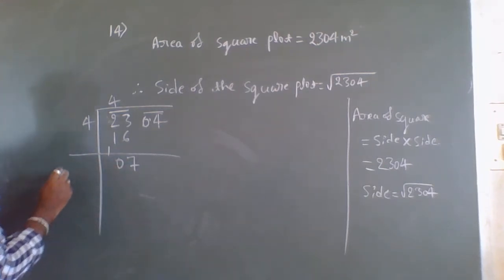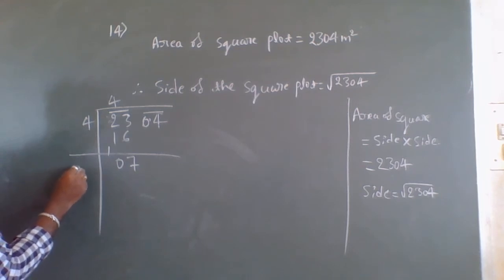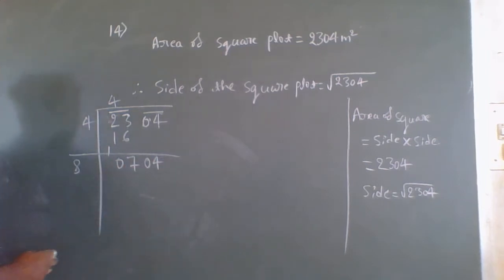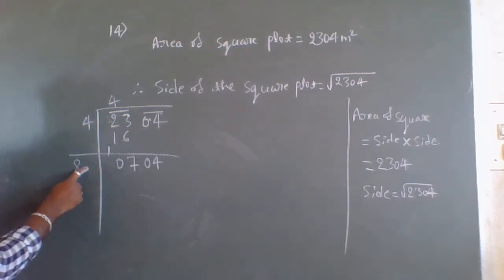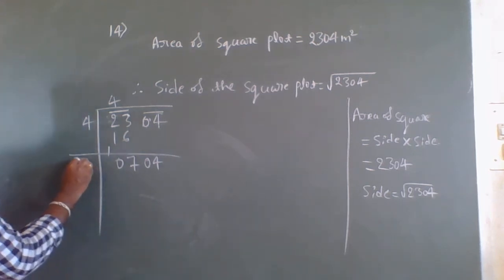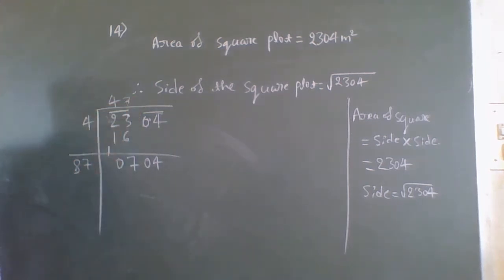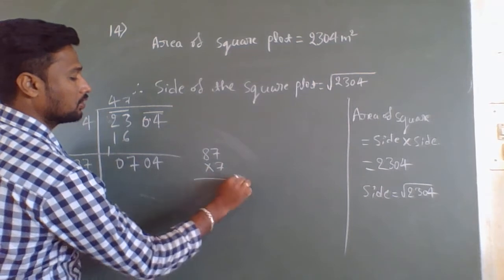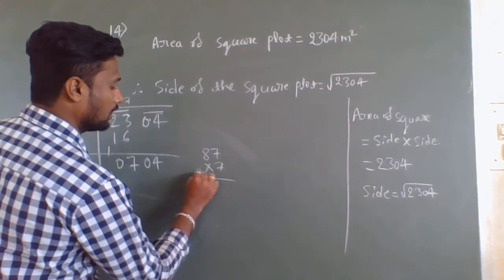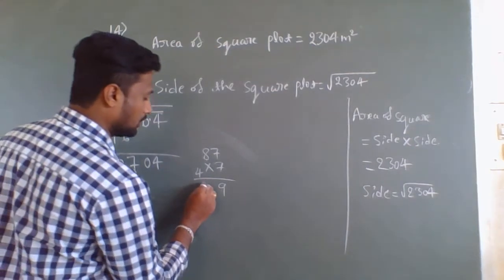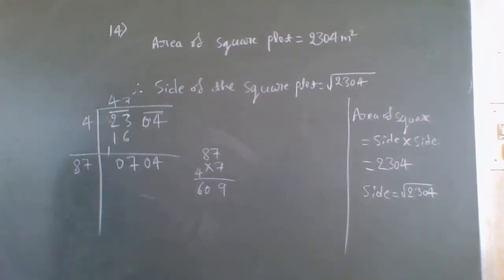Okay. So now here 4 plus 4, what do we get? 8. And now we will consider the second group, 04. So now we got here 704. Now what do we have to consider here? I will check with 7. If I write 7 here, then here also I should consider 7 only. So 87 into 7, what will I get? 7 into 7 is 49. 7 into 8 is 56. 56 plus 4 means 60. This equals 609.